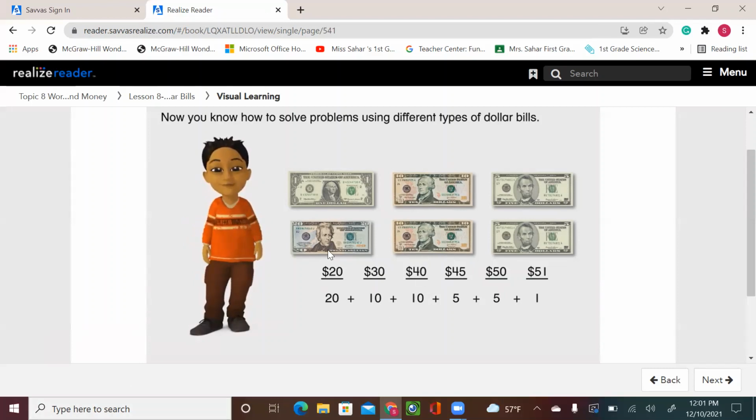So when you organize and arrange the dollar bills or the money starting from the greatest value, it's easy for you to add. So we have 20, and I can easily add another 10 or even another 20. So 20 plus 20 equals 40, or 20 plus 10, 30, 30 plus 10, 40, 40 plus 5, 45, 45 plus 5, 50, and then I have $1.